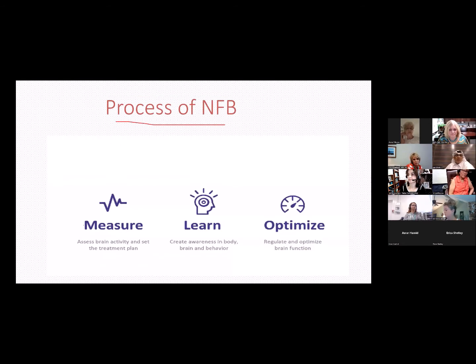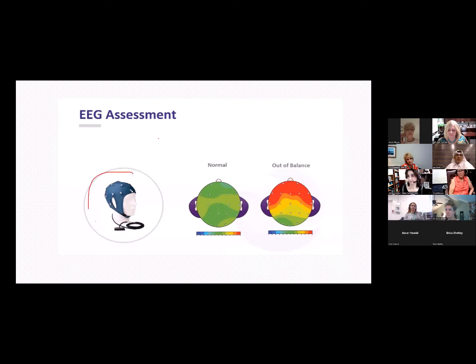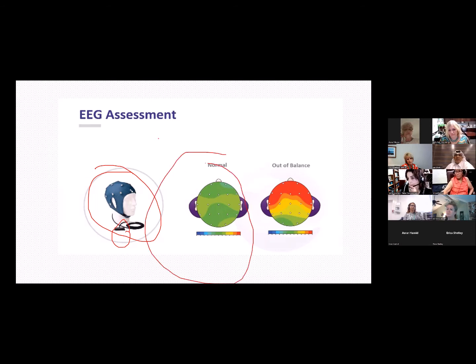So the process is we measure by doing a brain mapping, then we do learning, then we optimize the brain function. That's exactly what we do. So for the brain mapping, we use the electrocap, and it has 19 electrode placements. We connect this to the amplifier, then we measure the brain, and we call this QEEG, quantitative electroencephalograph.